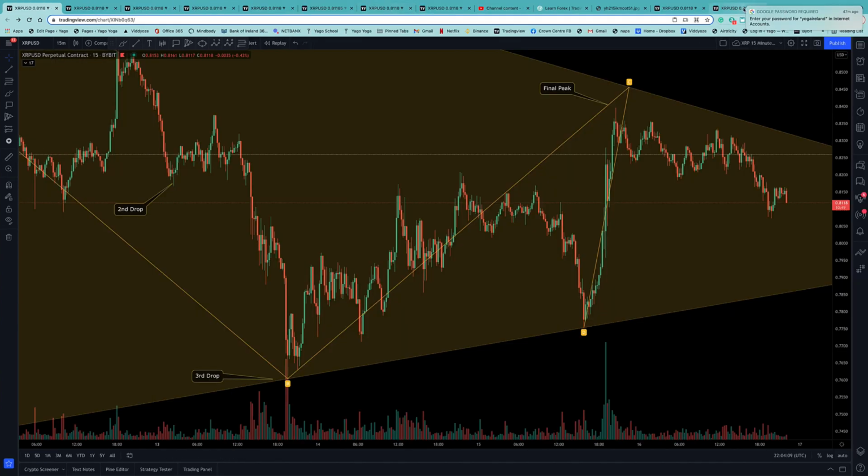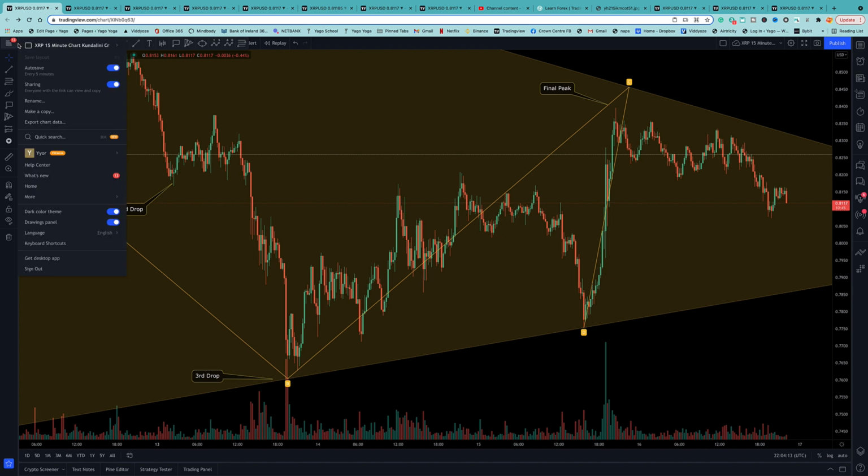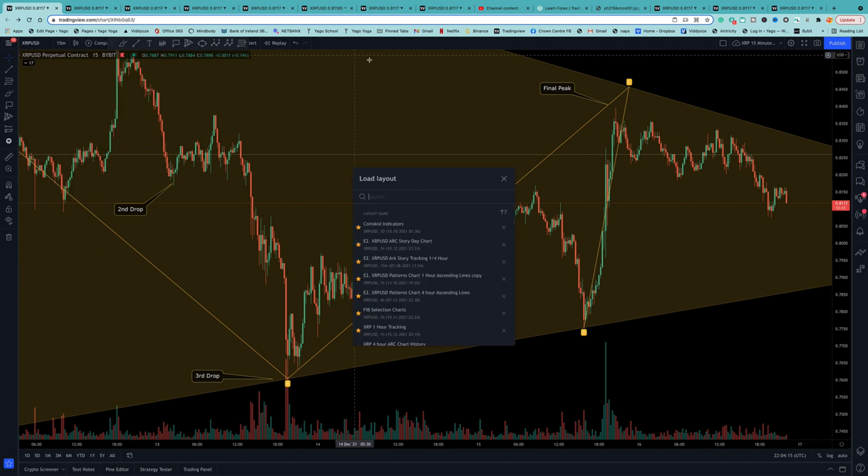I have MATIC already set up, I believe. All layouts, and then put in MATIC. There's MATIC there.